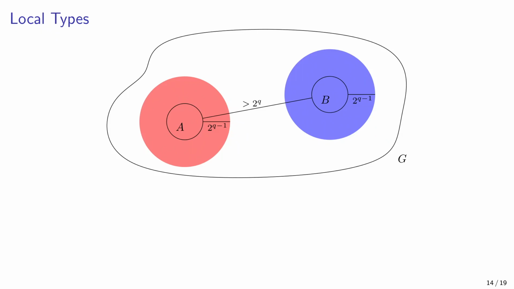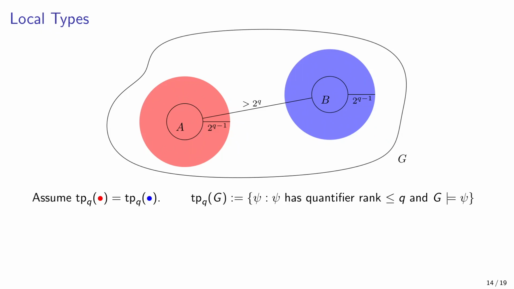So we have the red neighborhood of the A set and the blue neighborhood of the B set. And now what I want to assume is that the red part of the graph and the blue part of the graph have the same q type. So what does this mean? If we restrict the graph to the red part, then it will satisfy the same formulas of quantifier rank at most q as we would have if we would have restricted to the blue graph. And now we assume we have a formula psi, which has quantifier rank q minus 1.